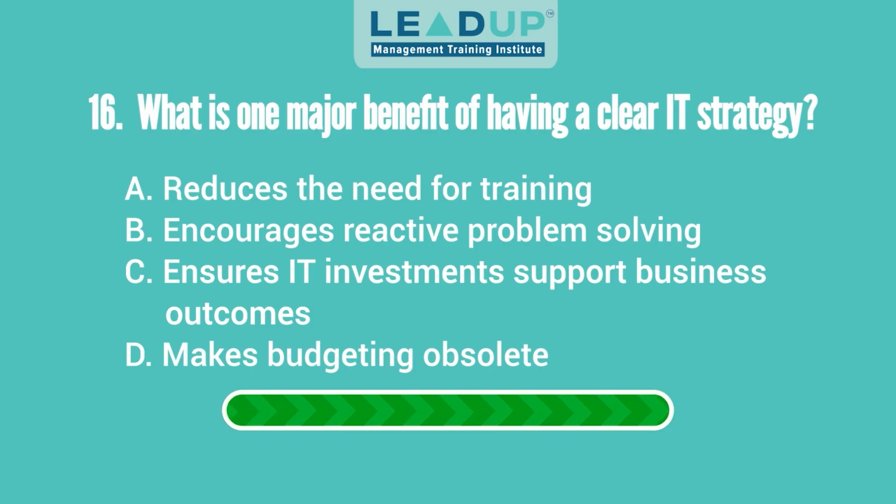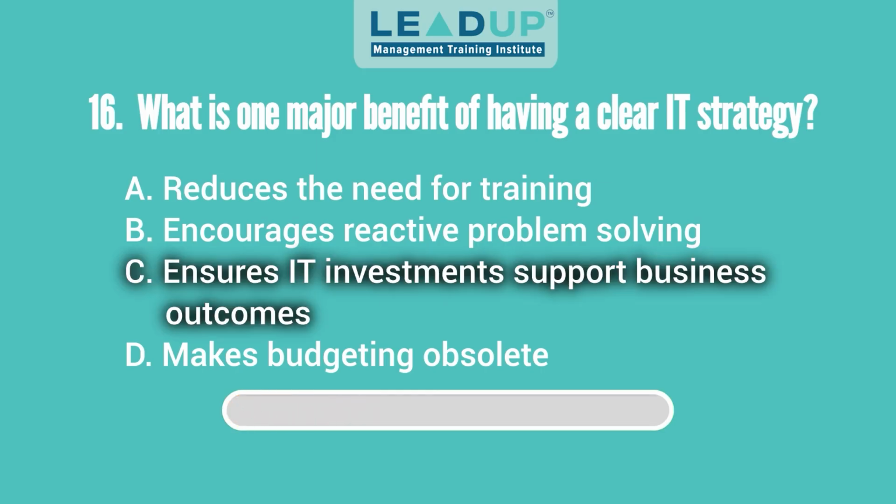What is one major benefit of having a clear IT strategy? A. Reduces the need for training, B. Encourages reactive problem solving, C. Ensures IT investments support business outcomes, and D. Makes budgeting obsolete. Answer: ensures IT investments support business outcomes.